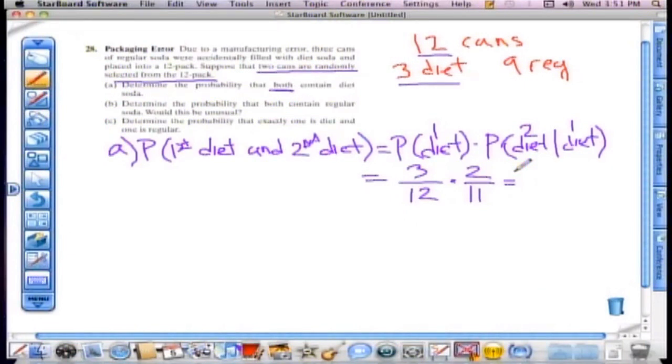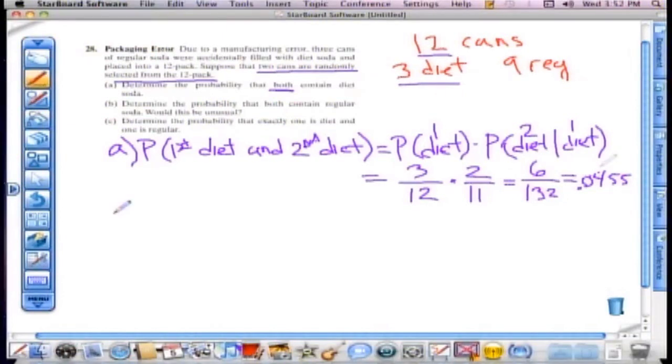So that would be multiplied across, 6 over 132. And in a 3 significant digit decimal, it's 0.0455. And so 4.5% of the time, just about, you would get both diet sodas if you open 2 cans from that 12-pack.